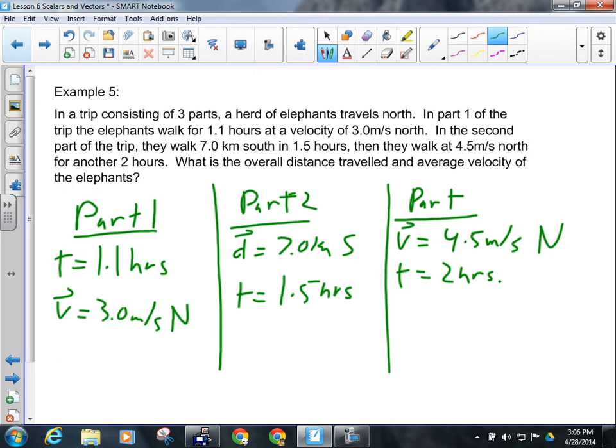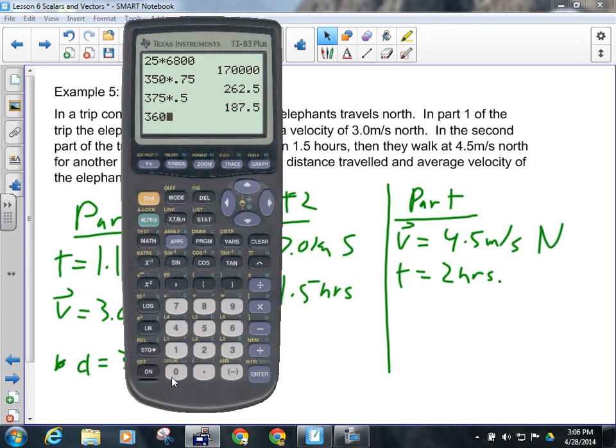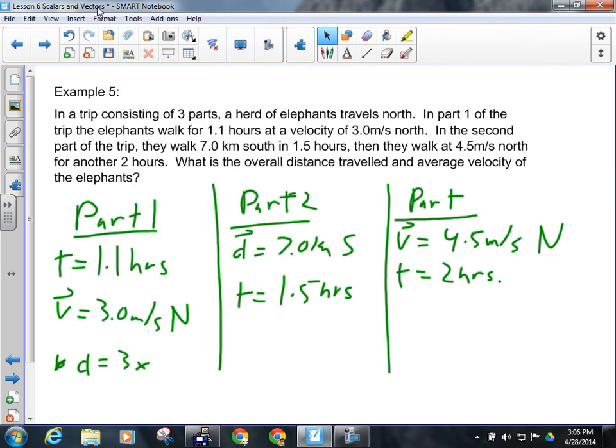All right, so my time in actuality here is going to be much bigger than that number. So I'll have 3 meters per second times 3,600 times 1.1, right? So 3,960. We multiply that by the velocity, 3. So these elephants travel 11,880 meters in this first part. And that is north. In the second part, they already tell us the distance. It's 7,000 meters south. Don't need to do anything there.